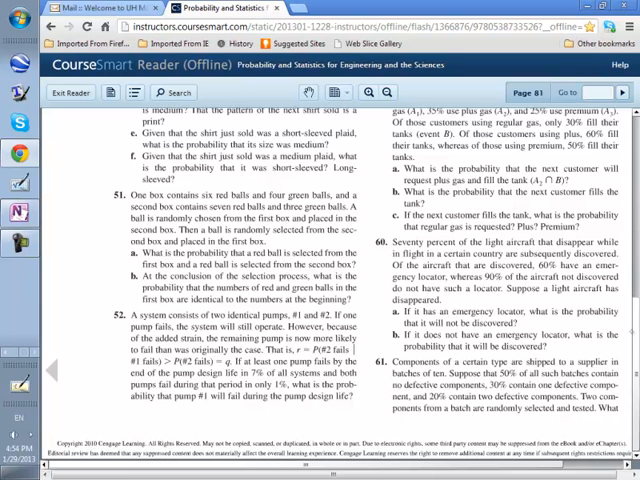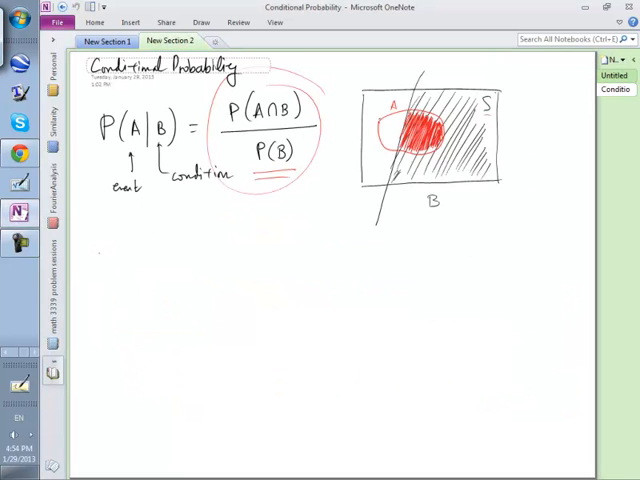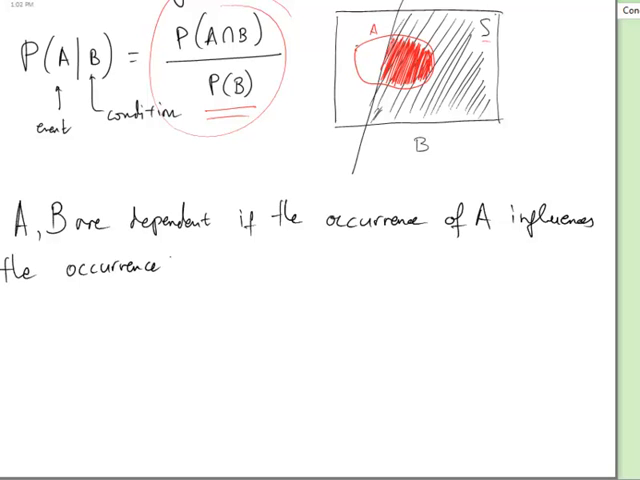So let's say that A and B are dependent events. That's not a definition, but it's a heuristic definition. If the occurrence of A influences the occurrence of B and vice versa. Or it would be more accurate to say the way B occurs.